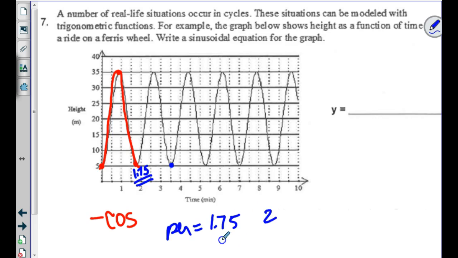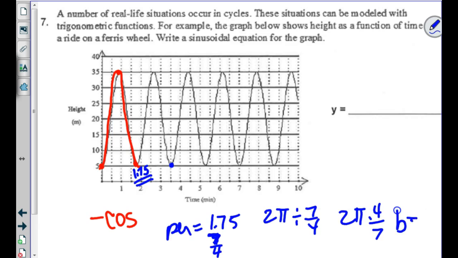So 2, or can you make that a fraction for me? So this is a little bit nicer. 5/4, is that right? Yes, 7/4, thank you. So 2 pi divided by 7/4, or 2 pi times 4/7 makes b 8 pi over 7.